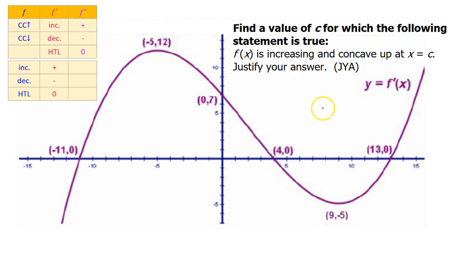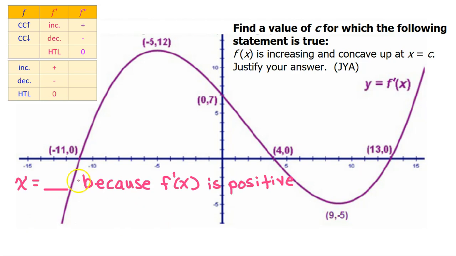You should be able to draw this chart from memory on a piece of scratch paper in 30 seconds or less. On problems like this, I always like to write my justification first, and then work backwards and find the value of c that fits that justification. Notice that we are given the graph of f prime. That means our justification can only be based on f prime. We want f of x to be increasing, and we know that f will be increasing when f prime is positive. So far, I have x equals blank because f prime of x is positive.